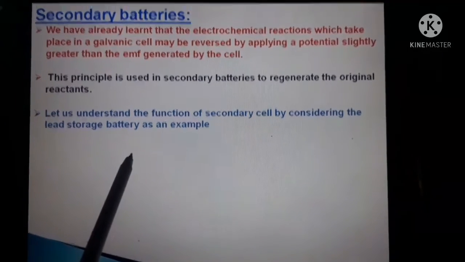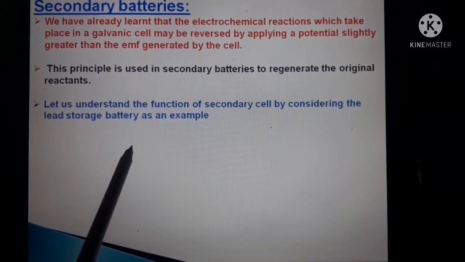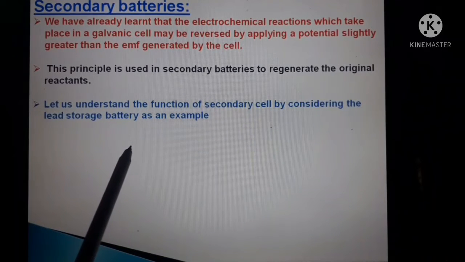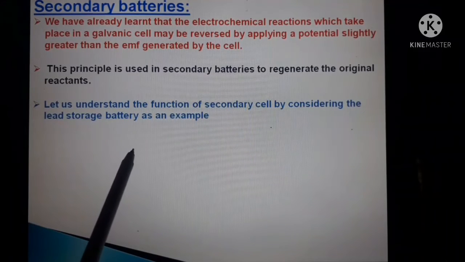Secondary batteries: we already know there are two types of classification, one is primary and the second is secondary. Primary means non-rechargeable batteries. Secondary means rechargeable batteries.